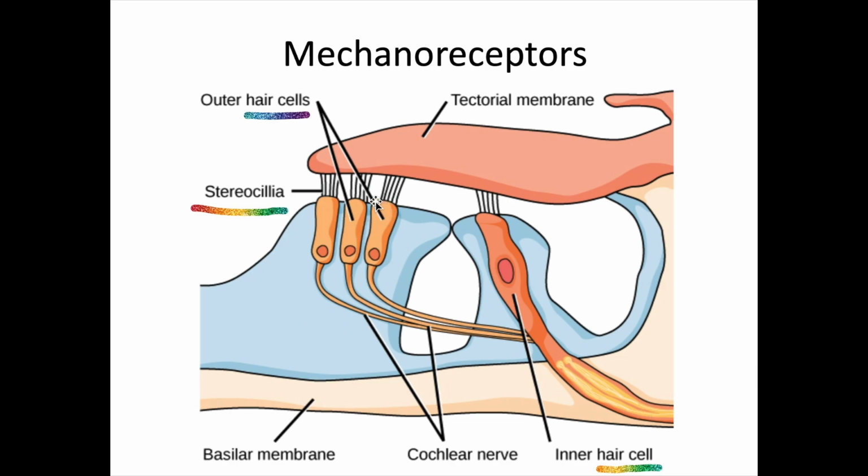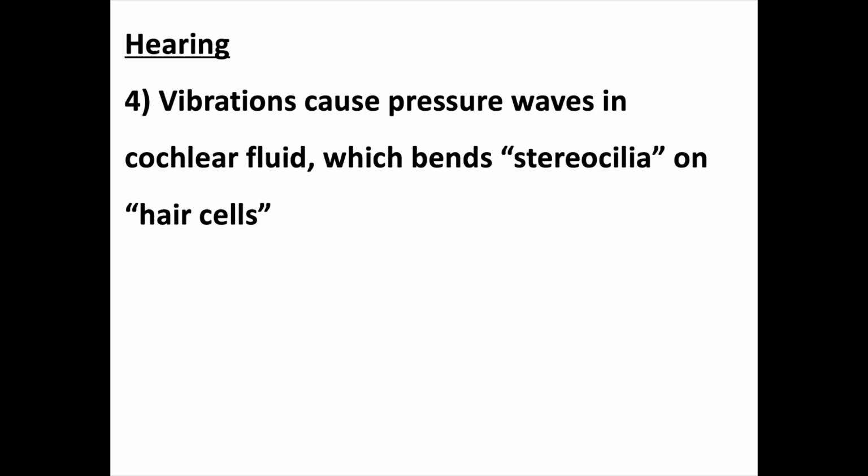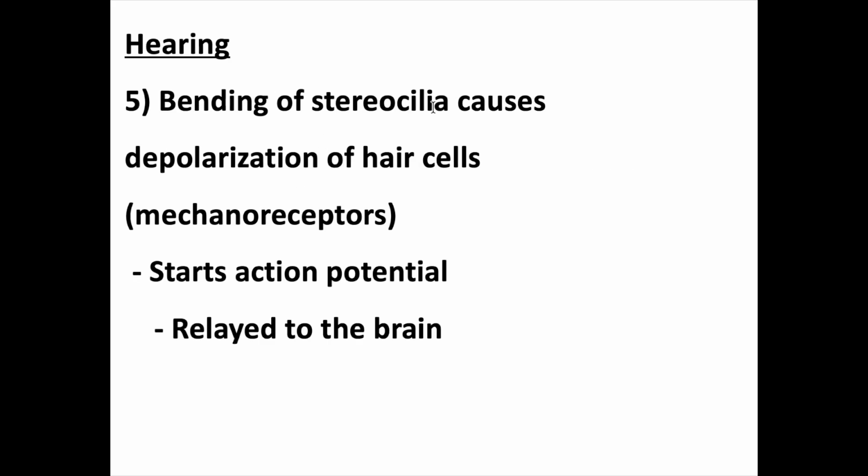So if you're keeping track of the different types, that makes these things mechanoreceptors. They're responding to force, to pressure. So our sense of hearing uses the same types of receptors that our sense of touch uses, which is a weird thing to think about, but definitely true. So we have this bending of the stereocilia that leads to depolarization in these hair cells. Remember, these hair cells are sensory receptors, specifically mechanoreceptors.